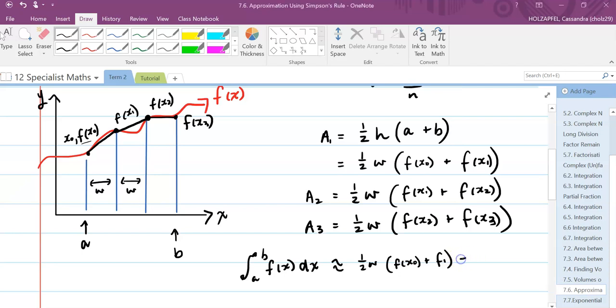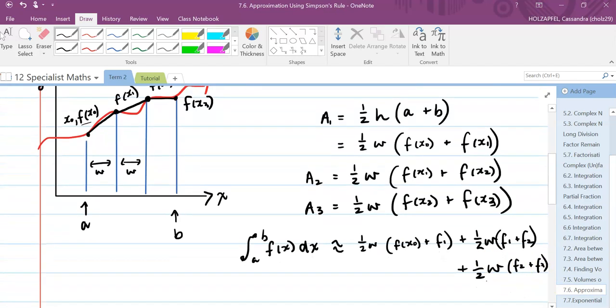So what do we need to do next? We've got to add the next trapezium. So that's going to be half width times f1 plus f2. I'm just using f1 and f2 again to be a little bit lazy here. And then I'm going to add that to my final trapezoid, so it's going to be f2 plus f3.